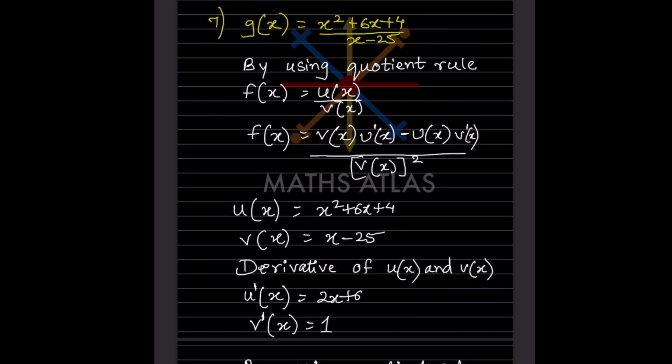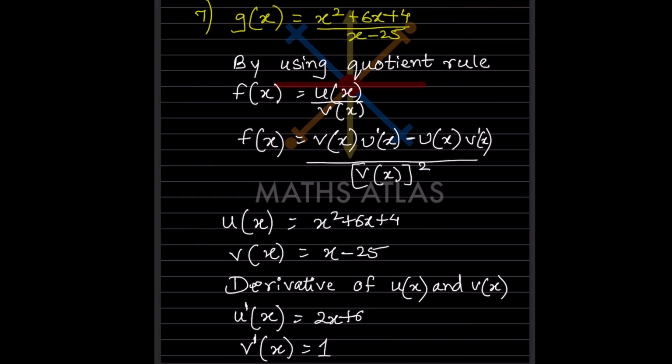Now let us see this one, g of x is x square plus 6x plus 4 divided by x minus 5. So we have the quotient rule, that is, f of x is u of x divided by v of x. Actually we can consider this as 1 and this as 2. Second into derivative of first minus first into derivative of second, divided by second square.